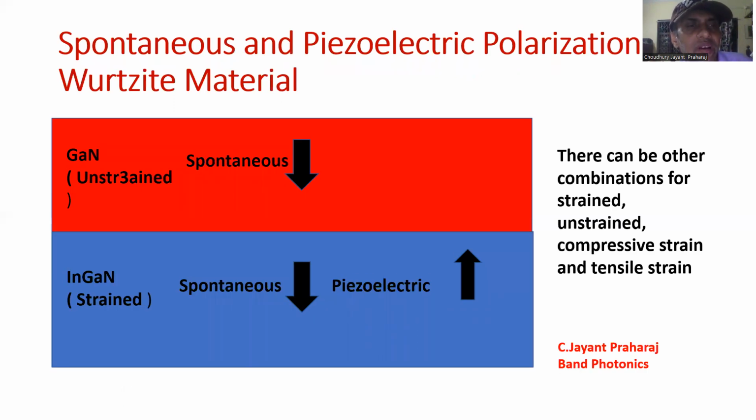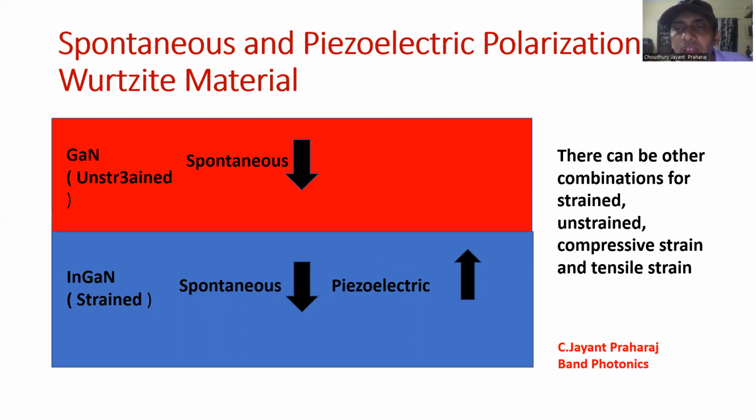This slide shows details about spontaneous and piezoelectric polarization in wurtzite material heterostructures and graded layers. So we have, for example, a gallium nitride and then an indium gallium nitride layer. And we have an abrupt heterojunction in this figure. And we have spontaneous polarization in one layer, and then we have spontaneous and piezoelectric polarization in the other layer. And then we have different magnitudes and directions for these spontaneous polarizations. Now, this is a specific combination, which is shown for a specific heterojunction.